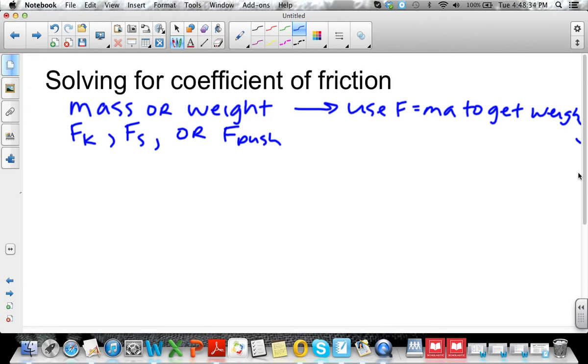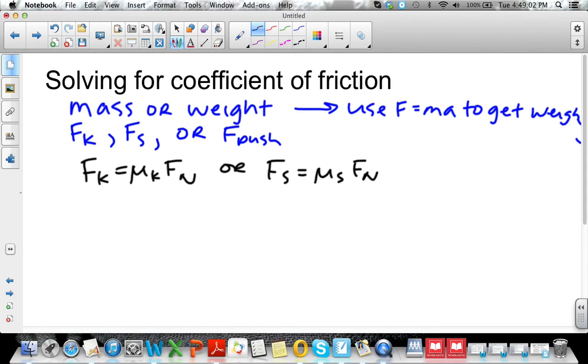And that goes with drawing your free body diagram. That always goes first. Then they'll give you Fk, Fs, or F push because you need something to help you figure out the coefficient of friction. Because the coefficient of friction, that's in one of your two formulas. You've either got Fk equals mu k Fn, or you've got Fs equals mu s Fn. And remember that the coefficient is mu, whether it's kinetic or static. That's what mu stands for.